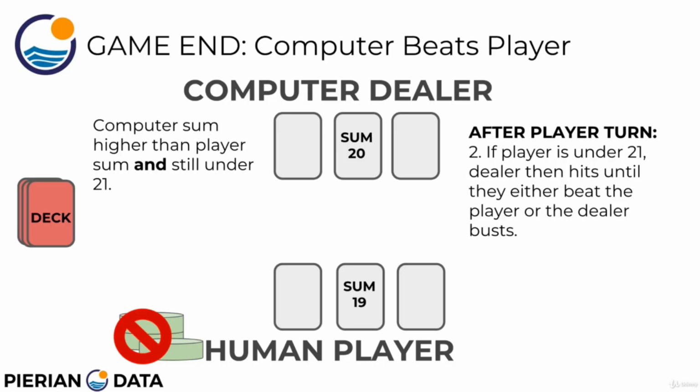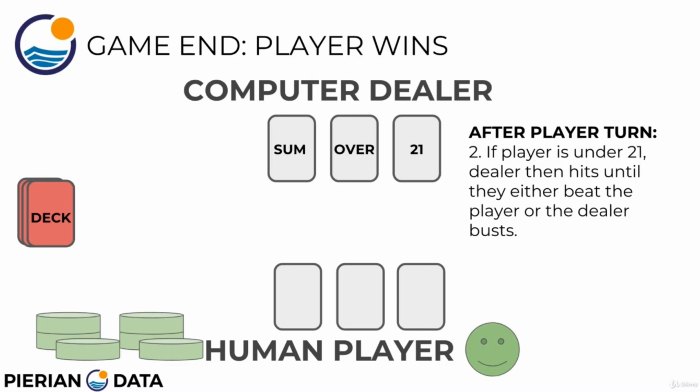So for example, their current sum is 19. Then the computer dealer goes and they start hitting cards, so they collect cards from the deck. And if they have a sum that's higher than the human player's and is still under 21, then the computer has beat the player. And then finally, the third possible option for the way the game could end is that the player actually wins after the computer has its turn.